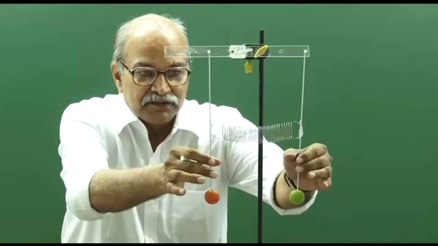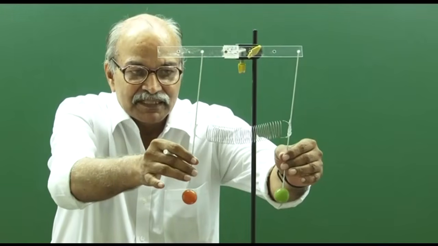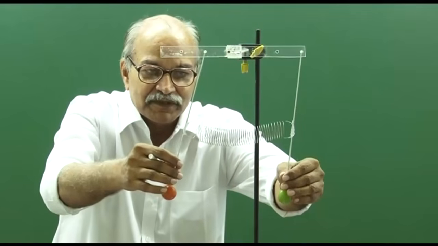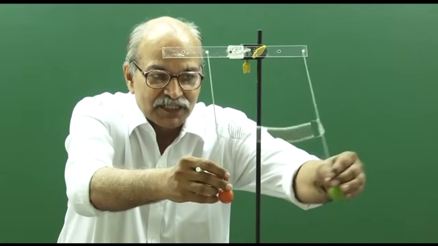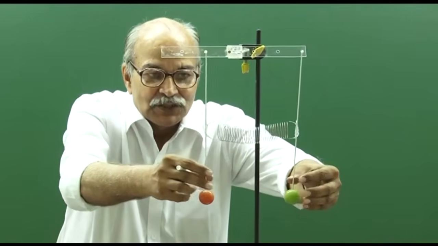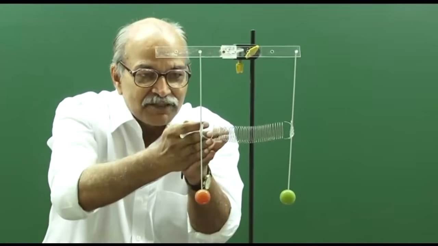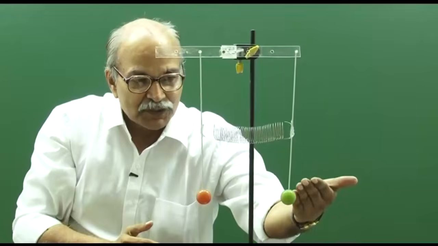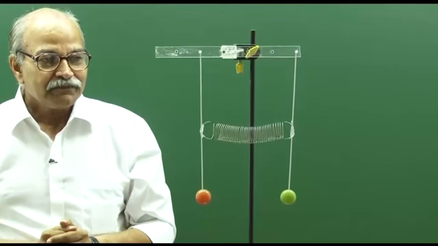So, if the length of the spring increases, the spring will exert force on this one as well as on this one. If this moves, the length changes, or it moves this way, the length changes. So, the motion of one ball will affect the length of the spring, and then that will affect the force on the second ball. That is how these balls will interact.